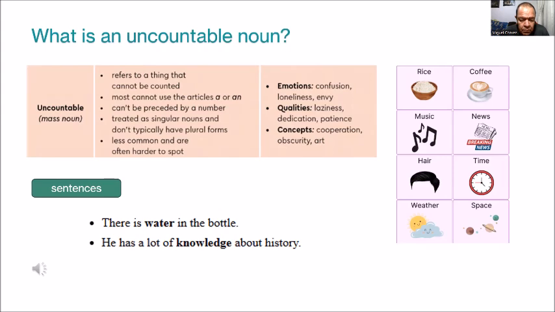Look at these examples. There is water in the bottle. He has a lot of knowledge about history. Here, water and knowledge cannot be counted separately, making them uncountable nouns.